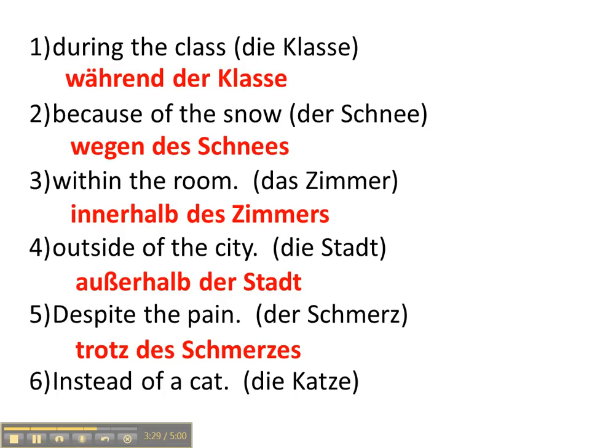A good rule of thumb is that if the word is a one-syllable word, a lot of times it will take that es. But there are certain other things to watch out for, and those are covered in our other video. Instead of a cat, statt einer Katze. So these are just some examples of genitive prepositions.